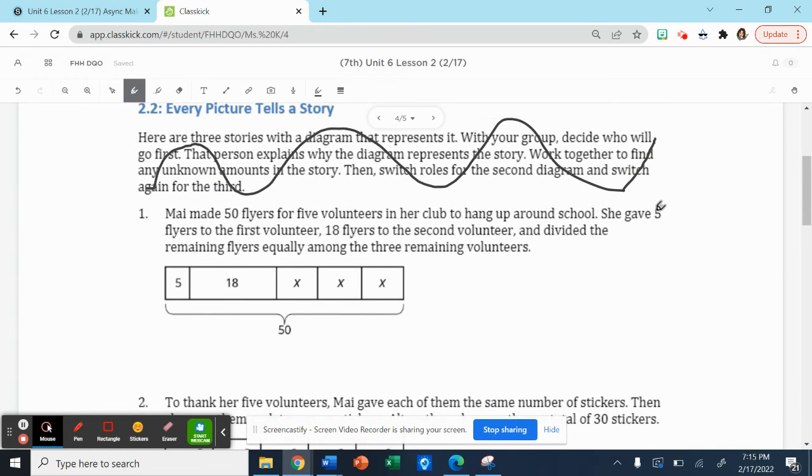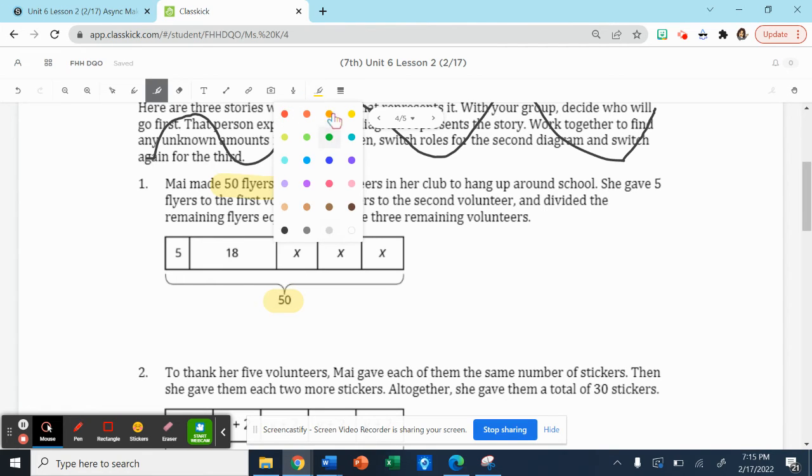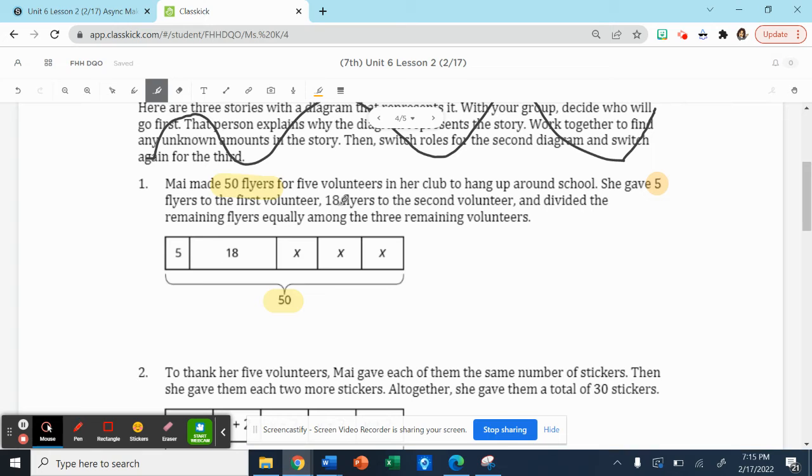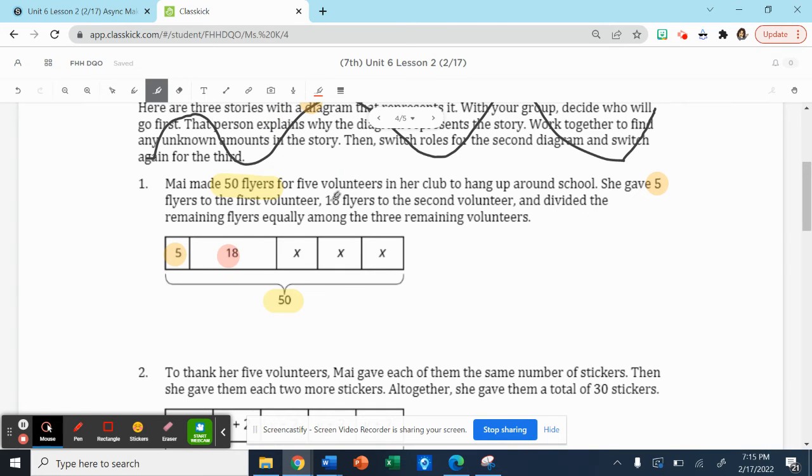Question 1. Mai made 50 flyers for 5 volunteers in her club to hang up around the school. She gave 5 flyers to the first volunteer, 18 flyers to the second volunteer, and divided the remaining flyers equally among the 3 remaining volunteers. Let's break down how this story relates to the diagram. Mai made 50 flyers in total, and so we see that the entire diagram is equal to 50. We also know that she gave 5 flyers to the first volunteer, and we see those 5 flyers in a box here. She gave 18 flyers to the second volunteer, which we see in the box here.